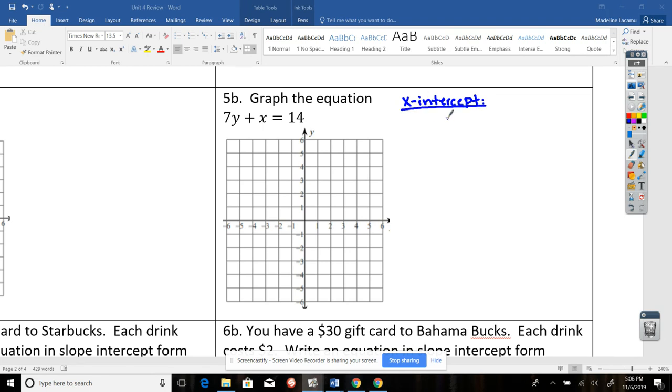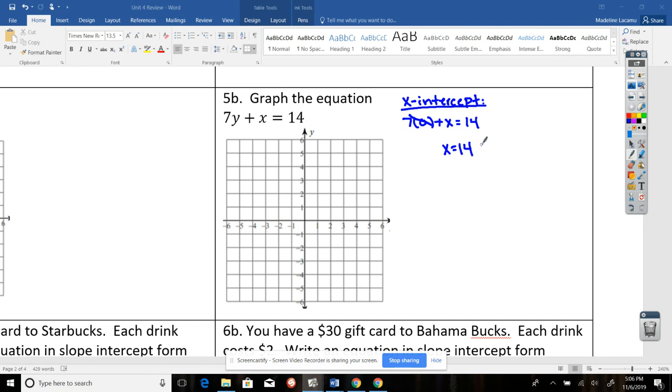So to find our x-intercept, that's when we replace the y with a 0. So I'm going to take this equation, but instead of a y, I'm going to write a 0. So 7 times 0 plus x equals 14. So if you're looking for your x-intercept, you replace your y with a 0. So 7 times 0 is 0, which does not affect our equation, so we can cross it out. So we're just left with x equals 14.